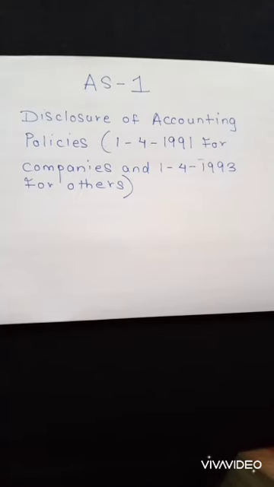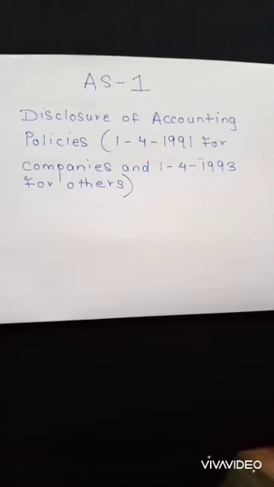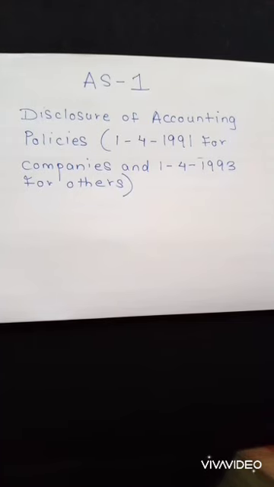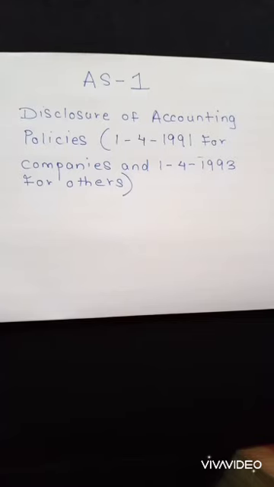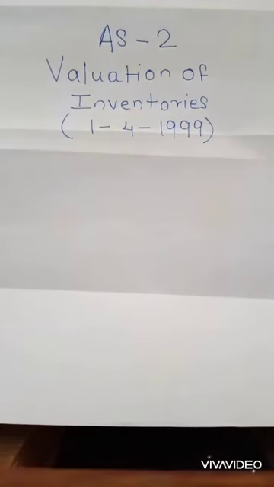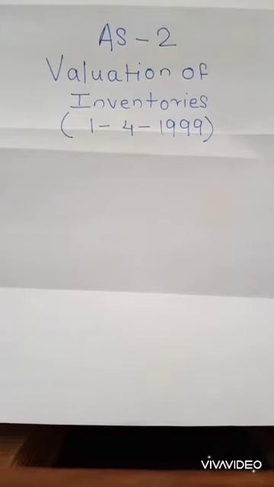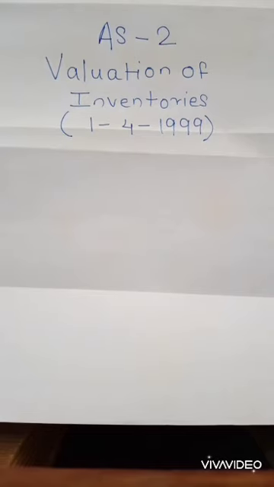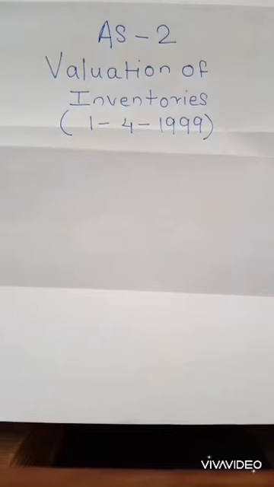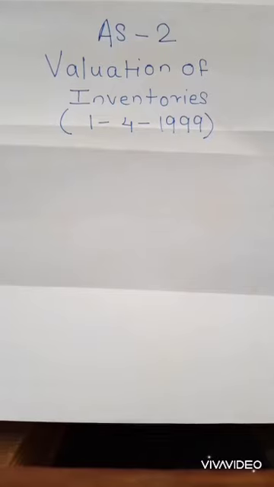According to this standard, the accounting policies followed in the preparation and presentation of financial statements should form a part of financial statements and normally be disclosed in one place. Now we'll see the accounting standard second, that is valuation of inventories. According to this standard, inventories in general should be valued at the lower of historical cost and net realizable cost.